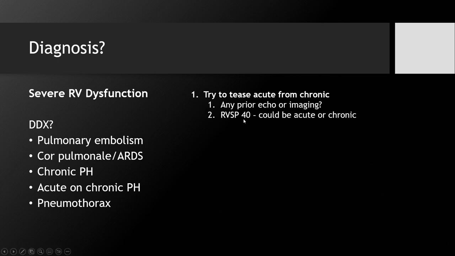In this case, the RVSP was 40. As I mentioned, acutely, an RV can generate up to 60. So this doesn't really help us. This could be acute or chronic. Maybe it's more likely not chronic.